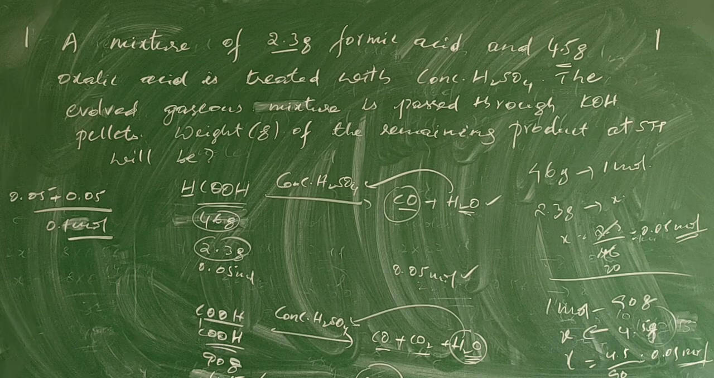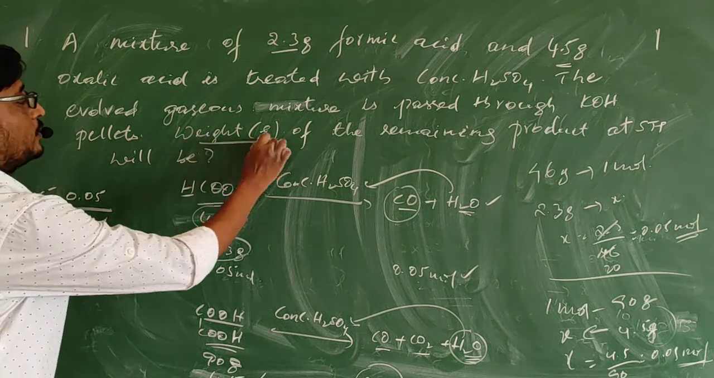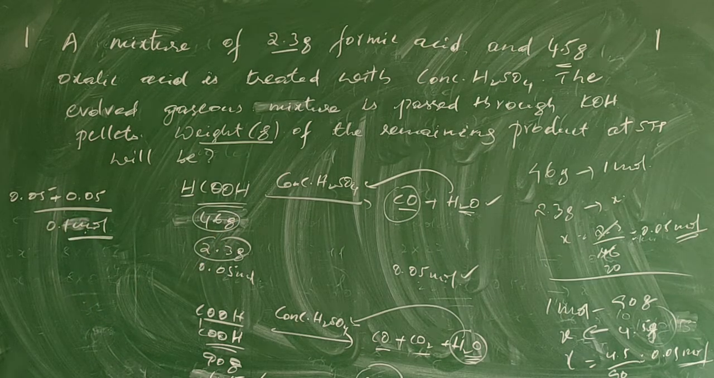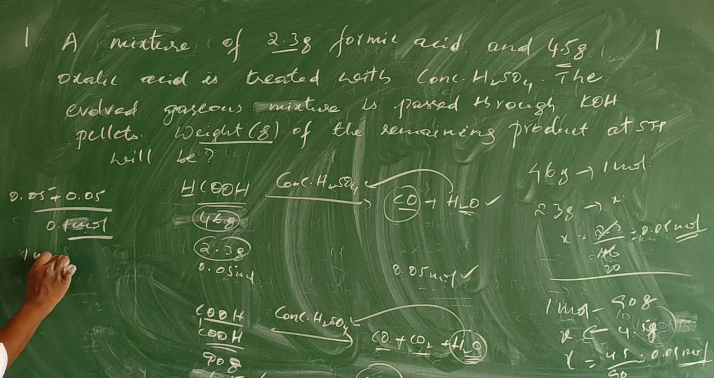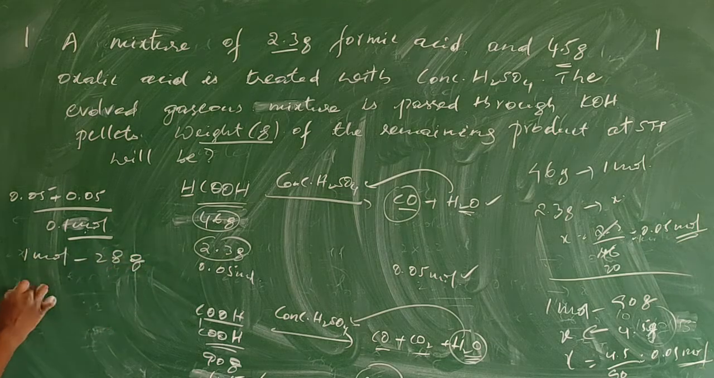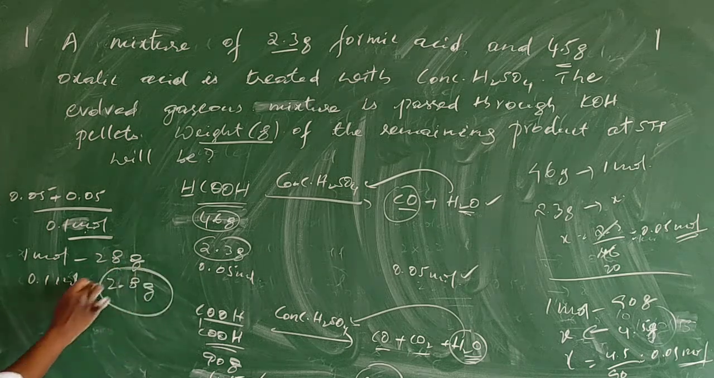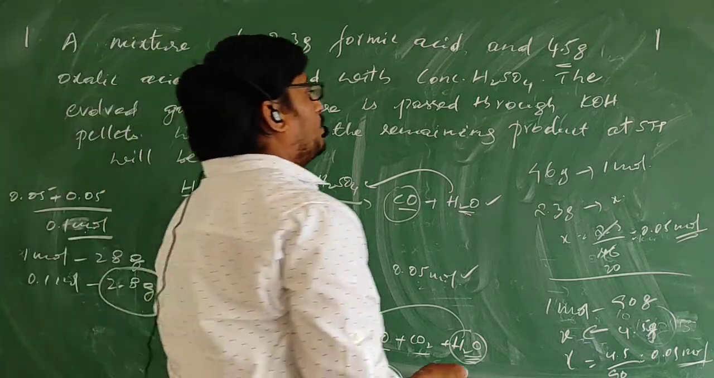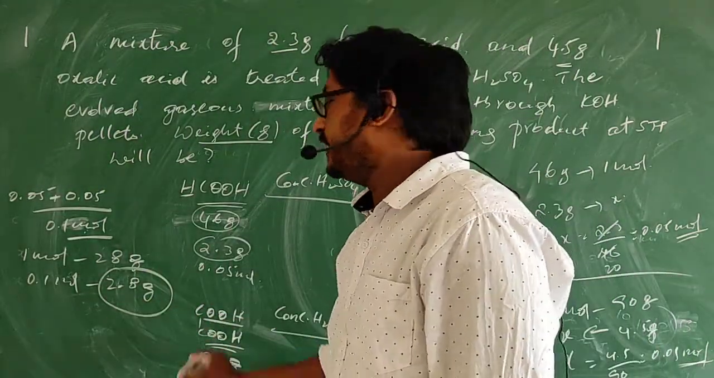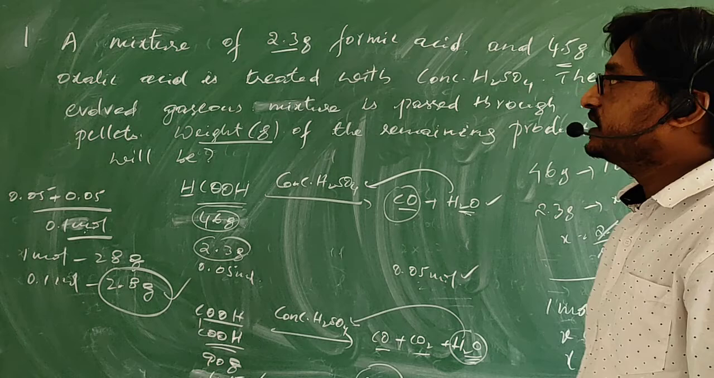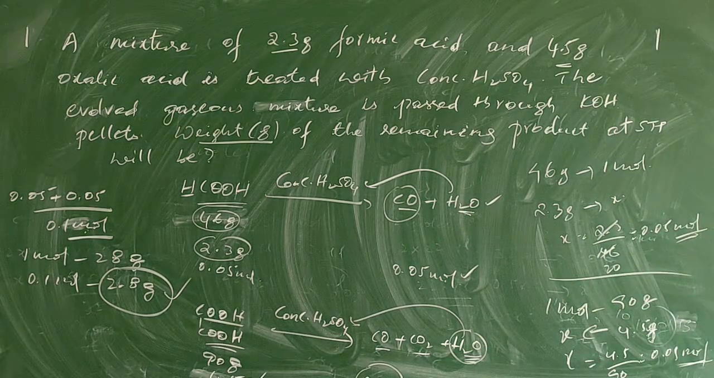He is asking the weight of the remaining product, not in the form of moles, but in the form of grams. So what is the molar mass of carbon monoxide? It is 28. So 1 mole of carbon monoxide represents 28 grams. Then 0.1 mole represents 2.8 grams only. So the weight of the remaining product at STP will be 2.8 grams. So this is our answer. Simple thing. See what we have done.